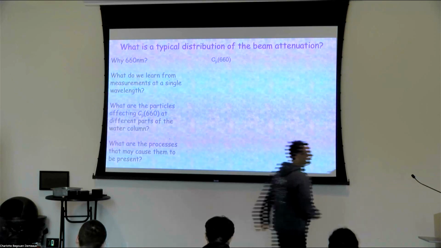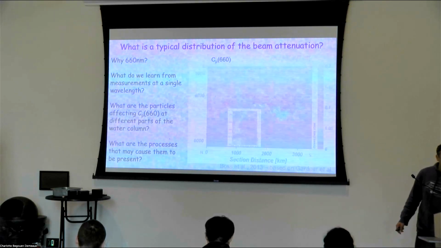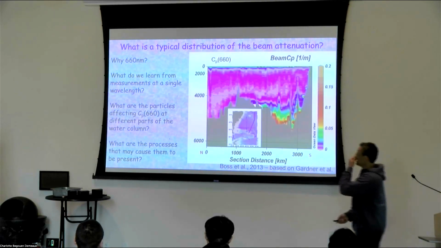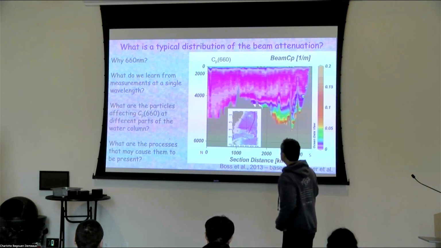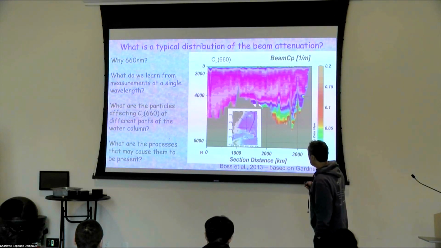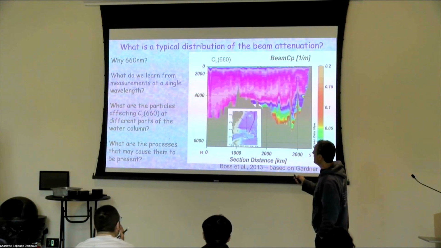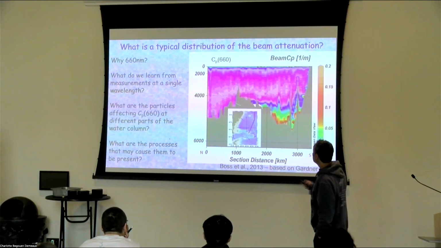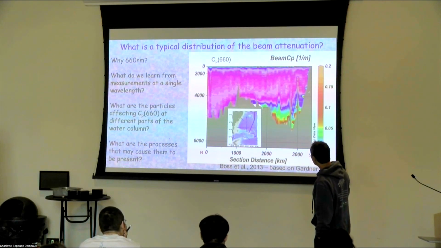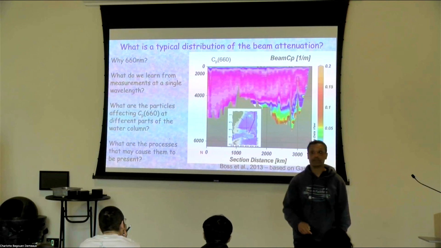And we talked about processes that might make them. So here is a distribution, just like we just got. This is a transect from a paper by Gardner, and indeed you see what you just said. It's higher in the surface, and then in some places we get it higher at depth. And here we even have a mid-water maximum.